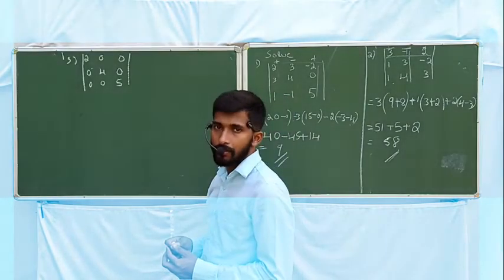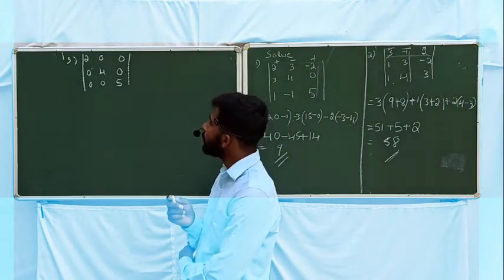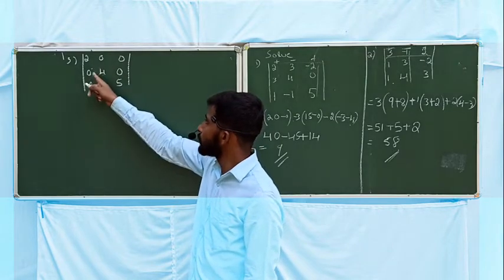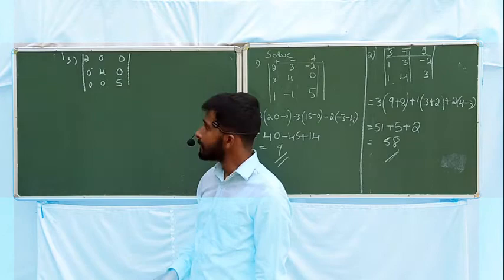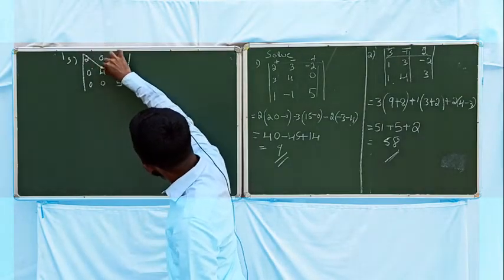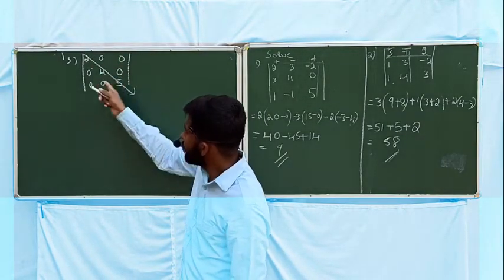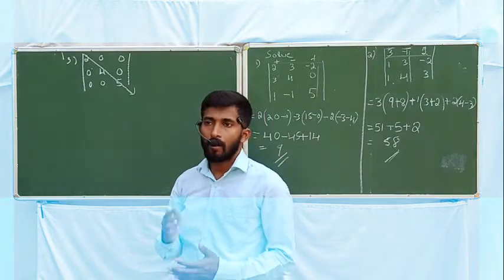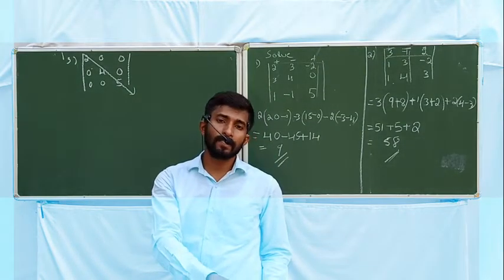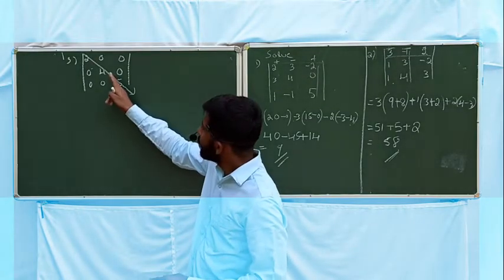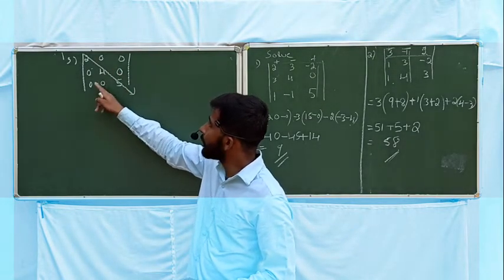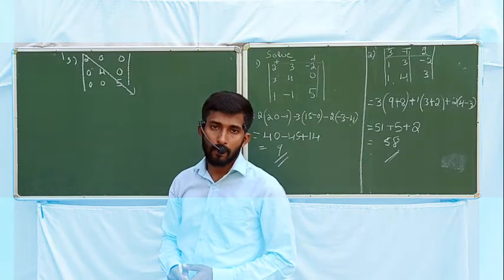See the next question. You need to find the value of the determinant 2, 0, 0, 0, 4, 0, 0, 0, 5. Here see, principal diagonal entries 2, 4, 5 is there. Observe the entries below the principal diagonal and above the principal diagonal. Here, both sides of the principal diagonals are equal to 0.